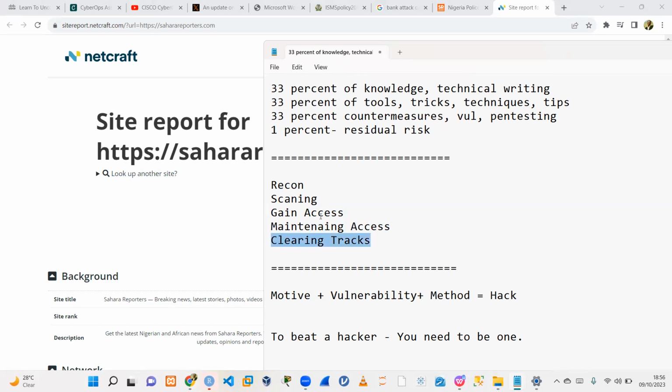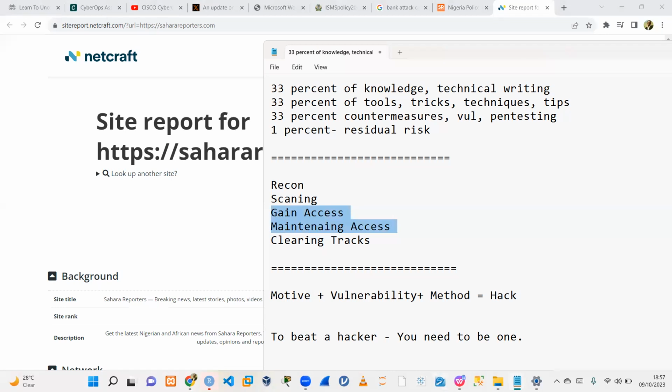But before the person can do this, the person starts with what? Vulnerability. It's only when the person has found vulnerability through reconnaissance and scanning that the person can know a particular method, and then start doing this too.